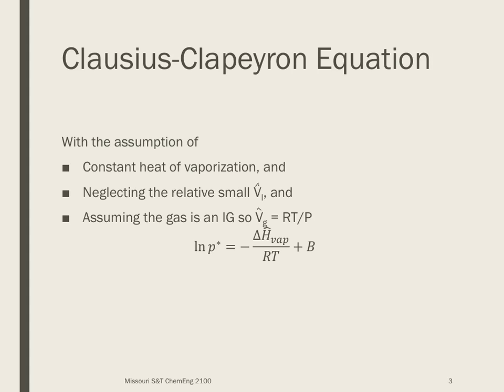And if I do that, I'm able to integrate the Clapeyron equation. And we end up with this expression shown here. The natural log of the vapor pressure is negative delta H of vaporization divided by RT plus some constant of integration, which would be one known fixed value.